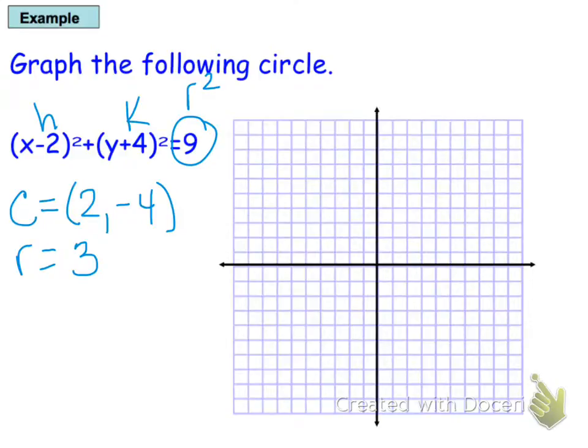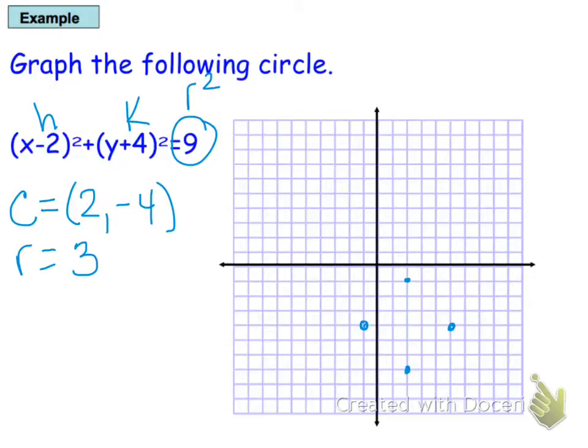To graph these, I like to start by plotting a point at the center. Now, this isn't actually going to be a point on the graph. I just like to use it to help me. So we'll go to 2, -4. Now, that's my center. From there, I like to go 3 units out in all 4 main directions. So I'll go up 3 units because that's the radius, out 3 units, down 3 units, and out the other way 3 units. Now, those are the points on the graph, so we'll erase that center there.